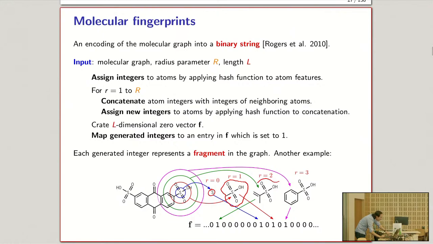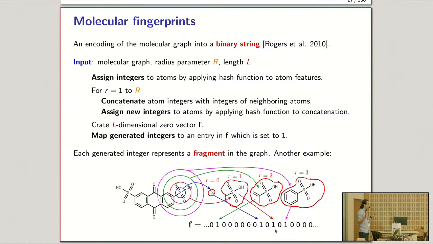And then up to three steps, and you have this other larger fragment. They are all mapped to different locations in your binary vector through the hashing function, and you switch those bits to one. And that's how you construct these feature vectors representing your molecular graph. It's actually a relatively simple procedure.